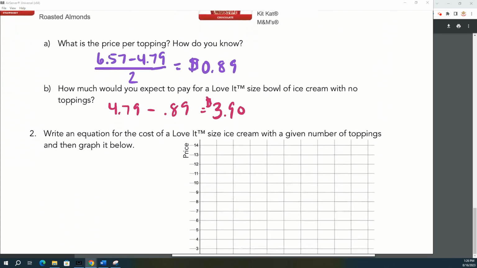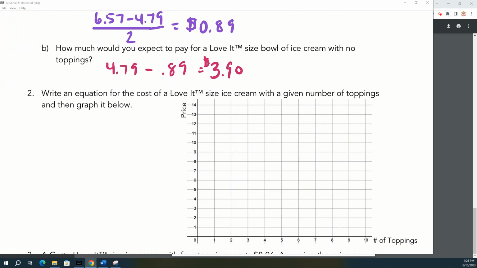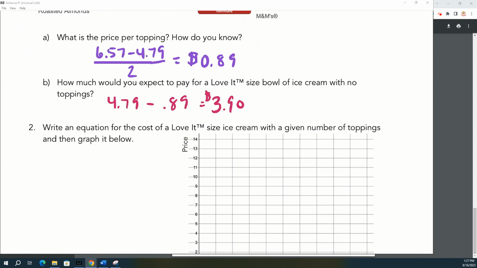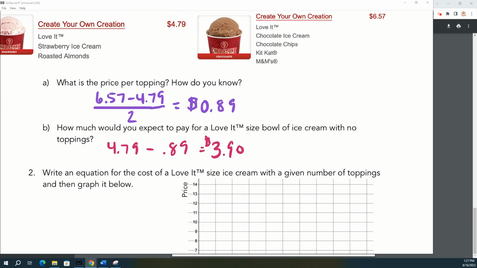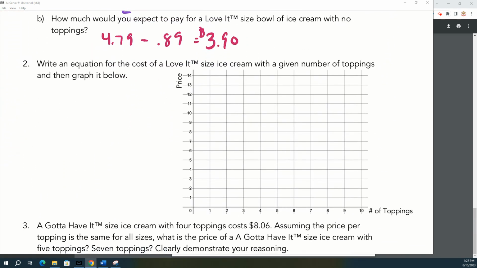All right, and then we have the graph. All you really need to draw a line is 2 points. I saw a lot of you getting really beautiful lines where you just kept going up the slope. But all you really need to do is one topping for 479, and then three toppings for 657. You could do 0 and then 3.9 if you wanted to, but anyway, that gets you a good line.